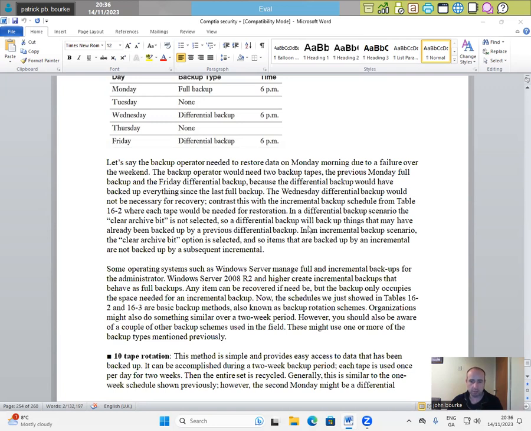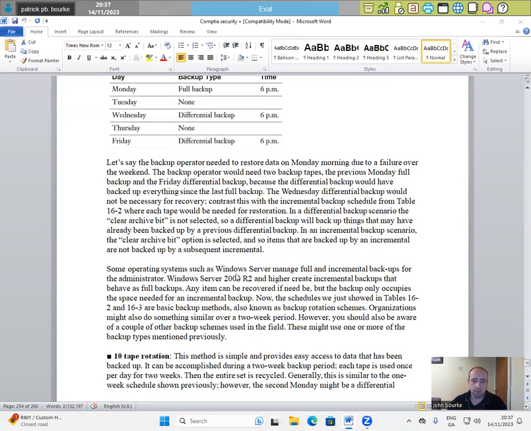So a differential backup will back up things that may have already been backed up by a previous differential backup. In an incremental backup scenario, with the clear archive bit option selected, no items that are backed up by the incremental are backed up by a subsequent incremental.